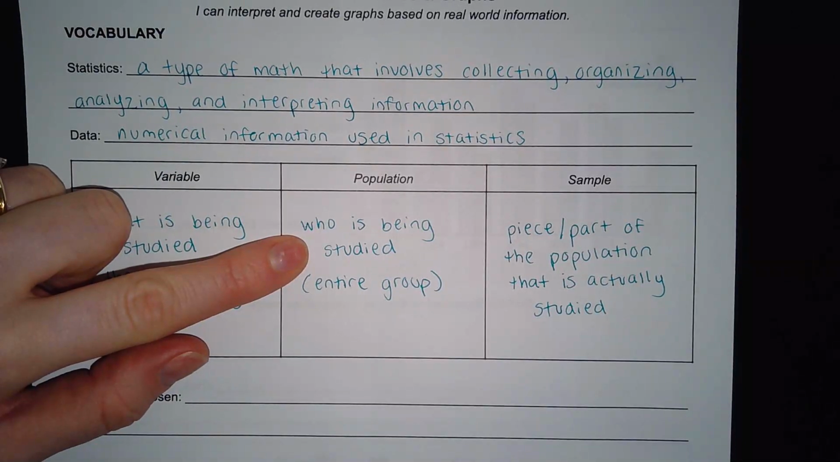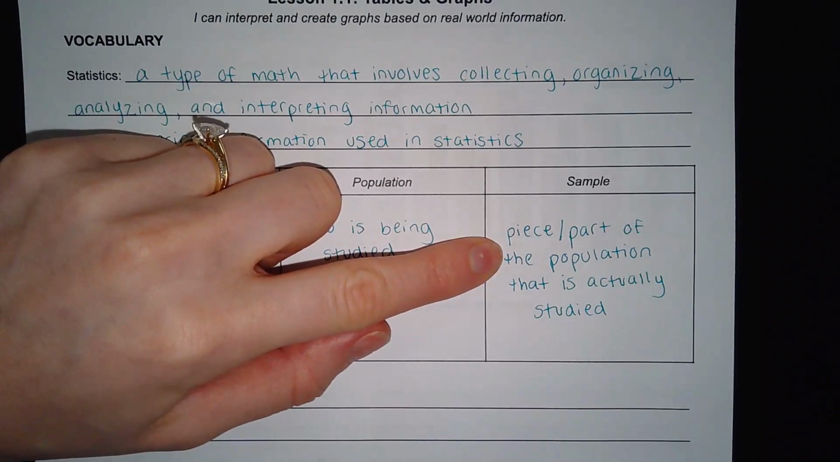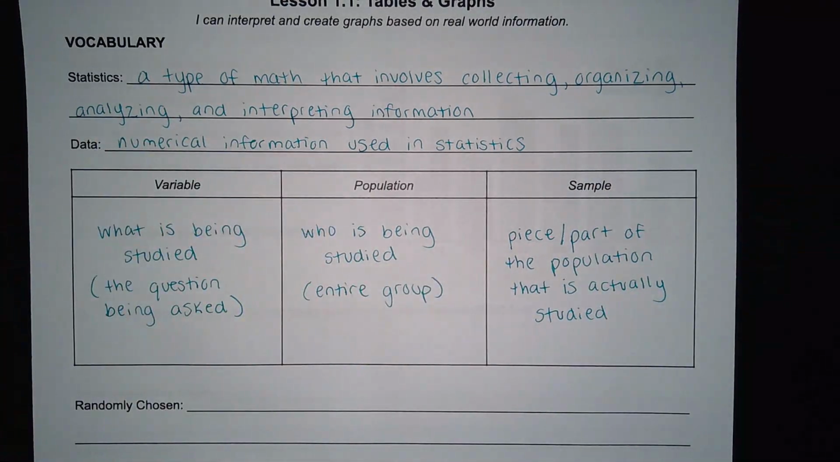But it wouldn't be realistic for us to call everybody in the United States. So we're going to take a piece or a part of the population. Maybe we call 1,000 people in Michigan, and 1,000 people in Texas, and 1,000 people in North Dakota, and 1,000 people in New Jersey. And we ask them, who are you going to vote for? So we'll just take a piece or a part, and that's what we would call the sample.